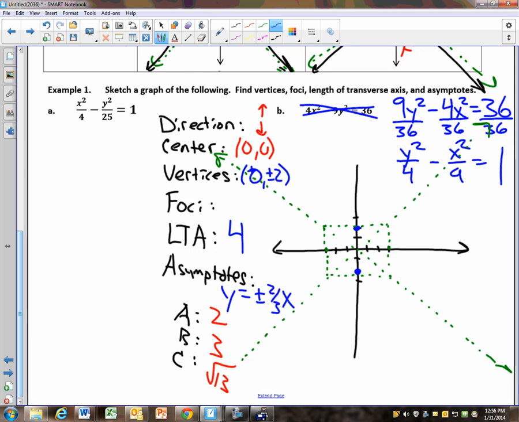And now the foci. X direction or Y direction? Y direction because it's vertical. Square root of 13. That's like 3.6, so maybe like there, something like that. So that'll be 0 plus or minus the root of 13. And finally, we get to draw the curve.